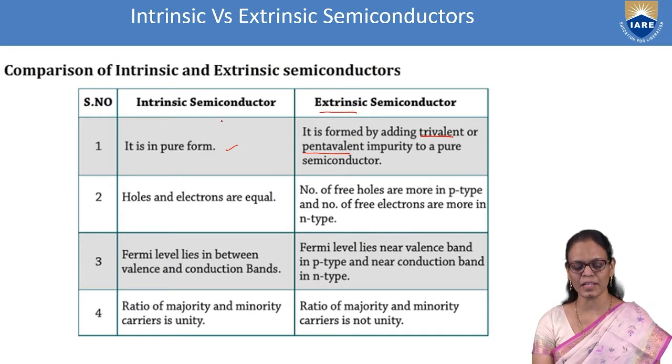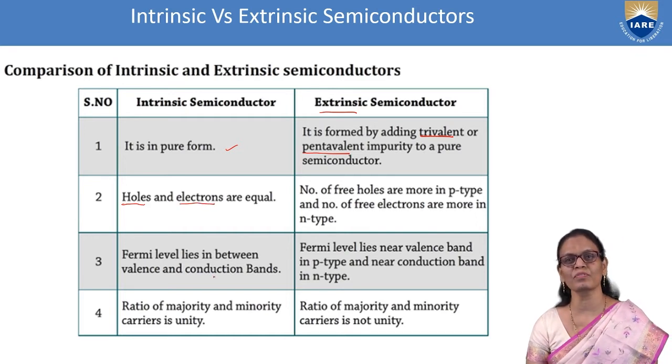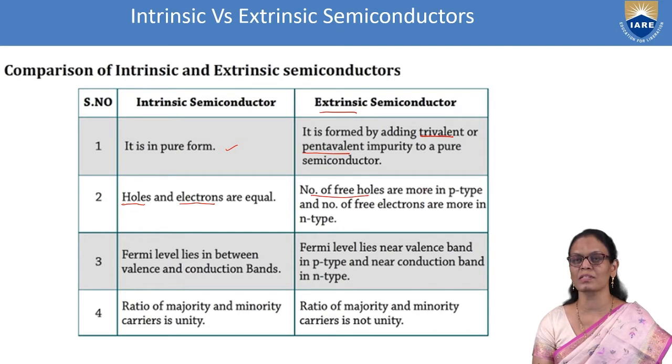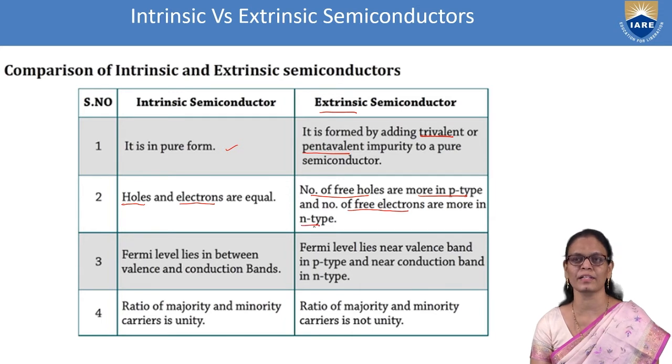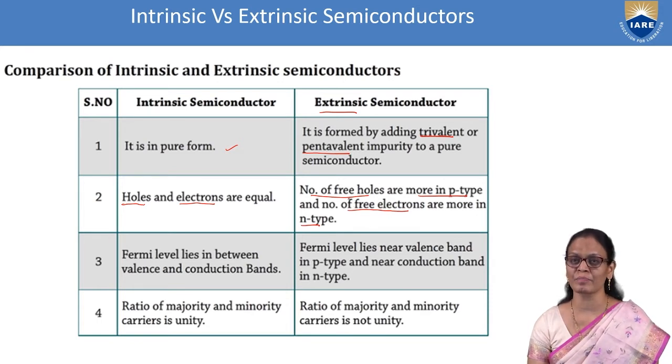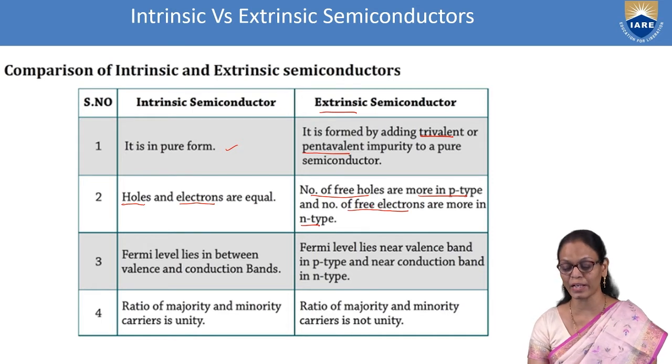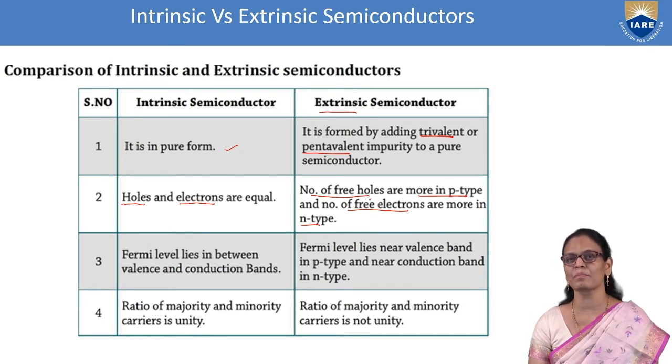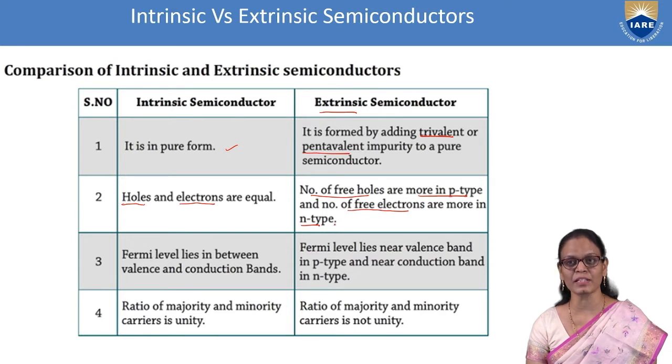And in case of intrinsic semiconductor, the number of holes is always equal to the number of electrons. But in extrinsic semiconductor, the number of holes is more in p-type and the number of electrons is more in n-type. They are never equal. In case of extrinsic, the number of holes and electrons are not equal. So either the holes are more or the electrons are more. In case of p-type, the holes are more in number. And in case of n-type, the electrons are more in number.